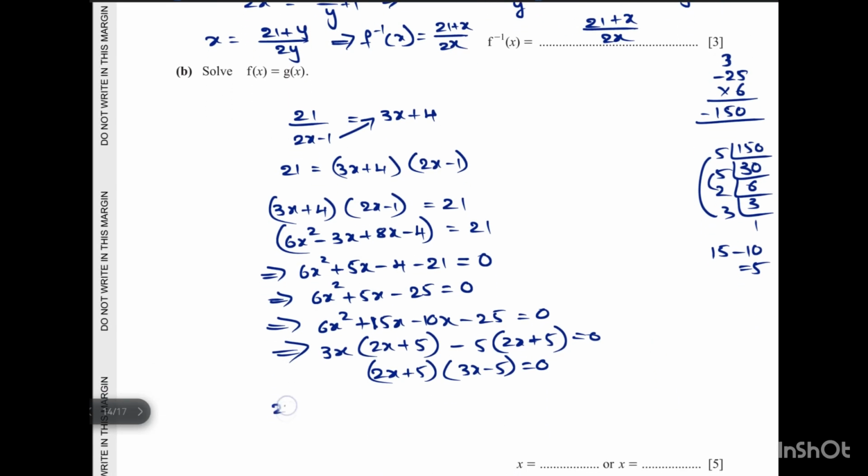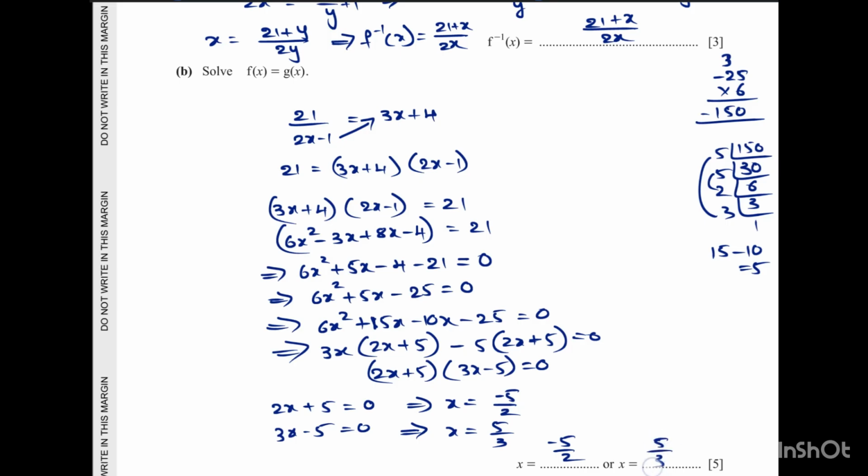Now taking one of the factors as 0, we get x is minus 5 by 2. Taking the other factor as 0, we get x as 5 by 3. So the answer is minus 5 by 2, 5 by 3.